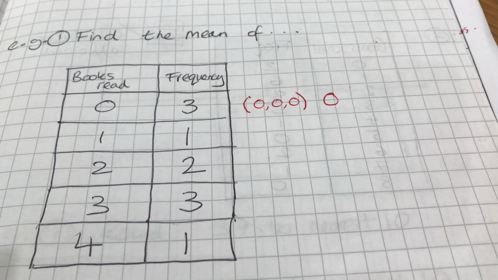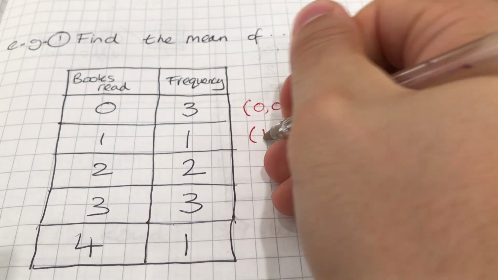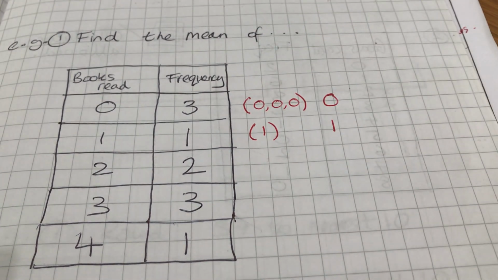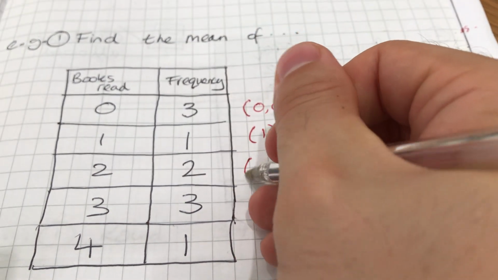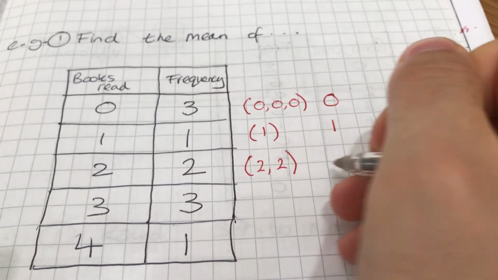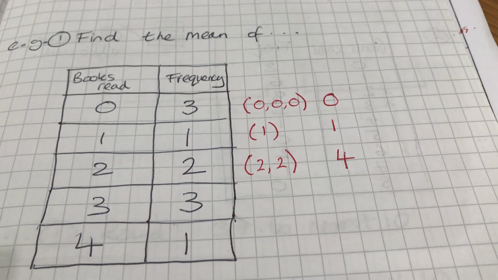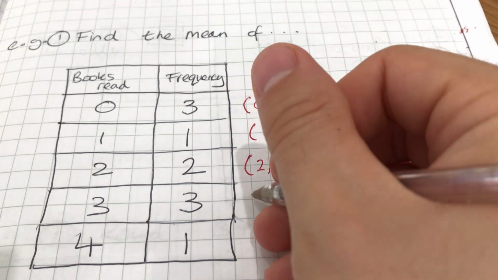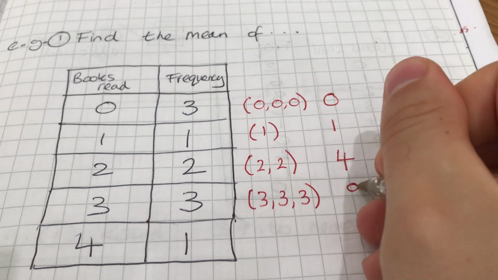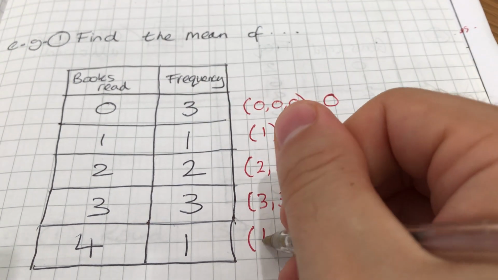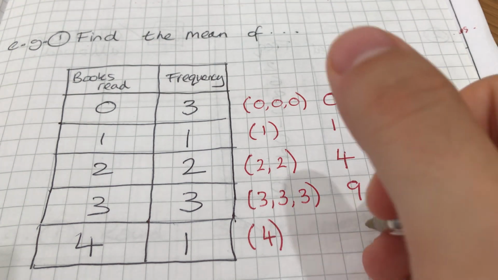I say, right, okay, all come stand here. All right, how many books have you all read? 0, 0, 0. What's that in total? Oh, 0. Okay. 1 person that's read 1 book. So that's 1. Okay. 2 people have read 2. Between them, they've read 4 books. 3 people have read 3, 3, 3, 3. That's 9 books between them. And there's 1 person, frequency 1, that's read 4 books.